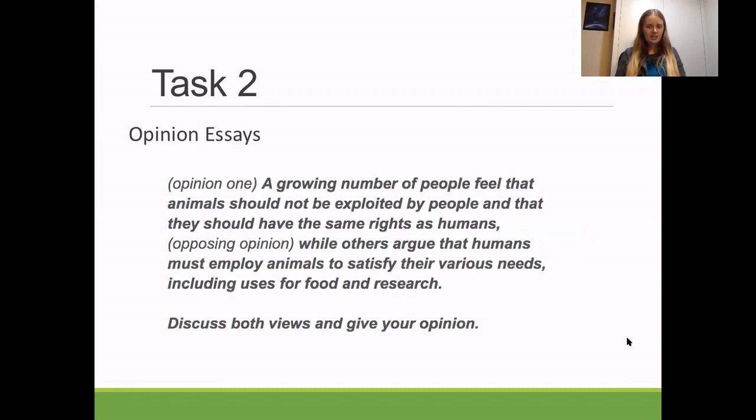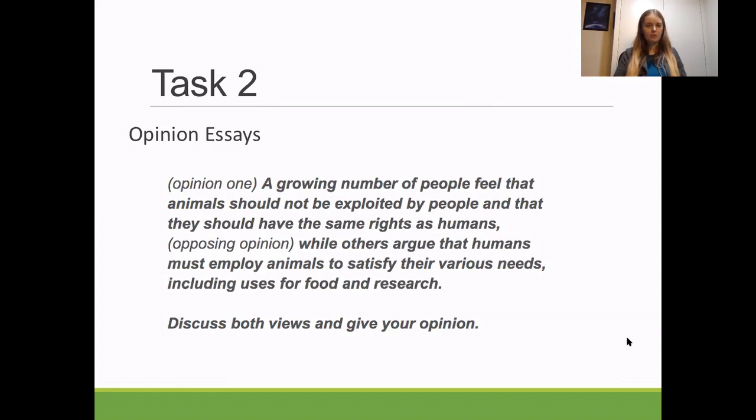Okay, another opinion essay question. A growing number of people feel that animals should not be exploited by people and that they should have the same rights as humans. And then it says opposing opinion. While others argue that humans must employ animals to satisfy their various needs, including uses for food and research. Discuss both views and give your opinion. So here they're just showing you which opinions are present. So two opposing opinions. You're going to have to discuss both and give your opinion.